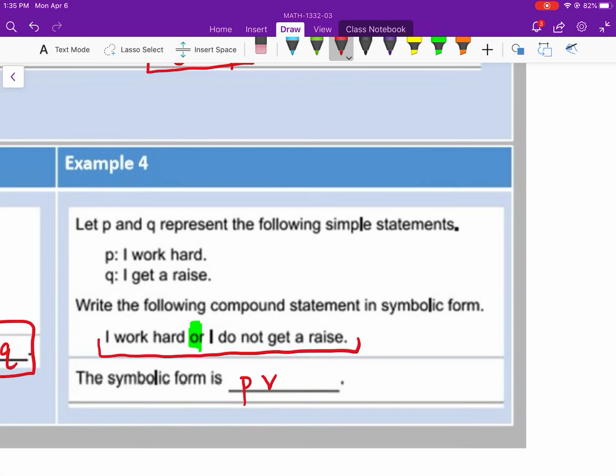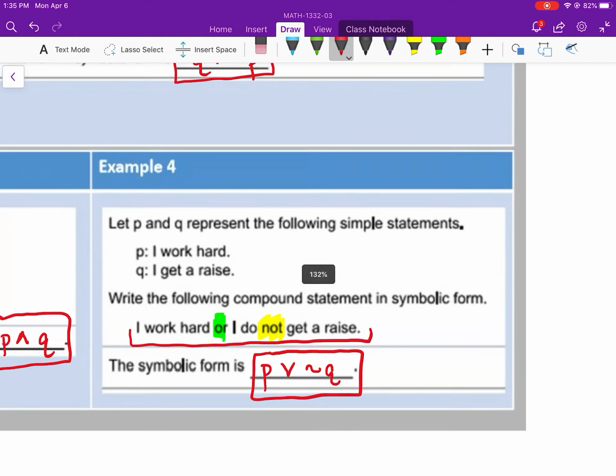Now the second part of my compound sentence. I do not get a raise. Interesting. It does have the word not in there. Let's see. Does that match Q? Statement Q said I get a raise. We are trying to write I do not get a raise. So that means we have to use negation, which means not Q. That is my answer for example 4.